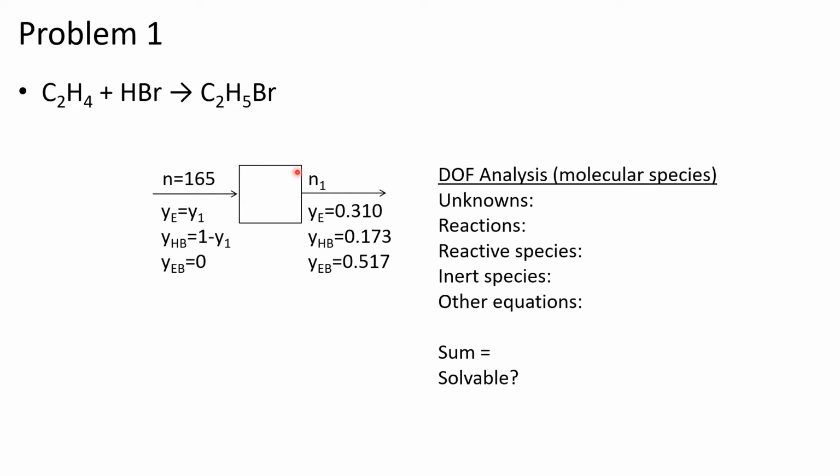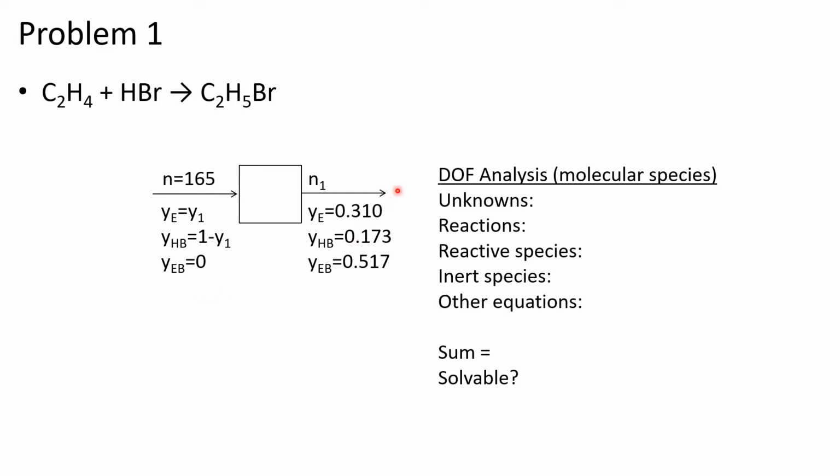For this problem, we have a single process, a reactor, in which we have a continuous flow coming in of 165 moles per second. The units are not shown here. But we don't know the composition of the stream coming in. So we represent the mole fraction of the ethylene as y sub 1. The mole fraction of the hydrogen bromide is going to be 1 minus y sub 1 because we're told that there is no ethyl bromide in this feed to the reactor.